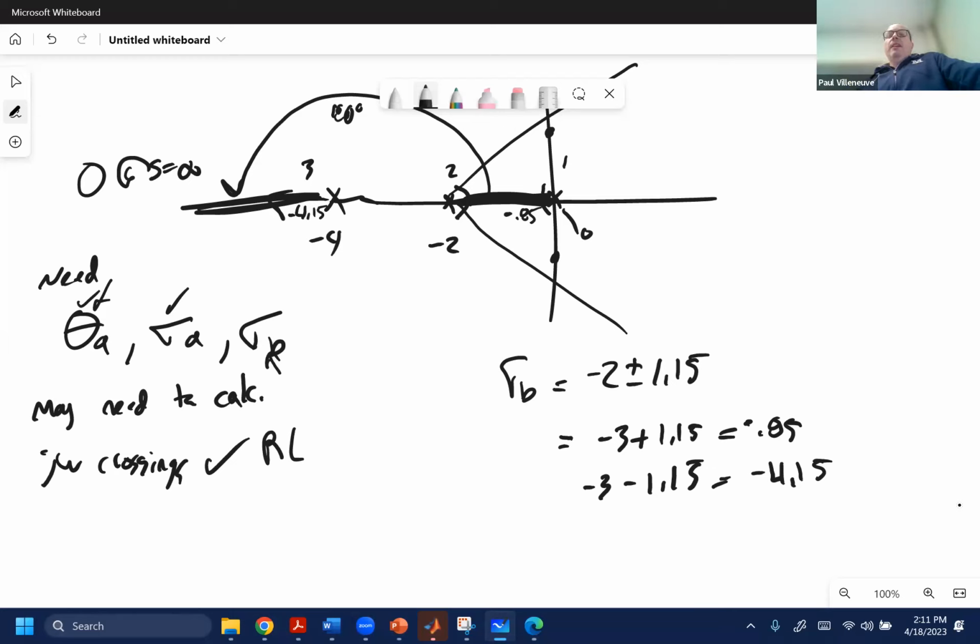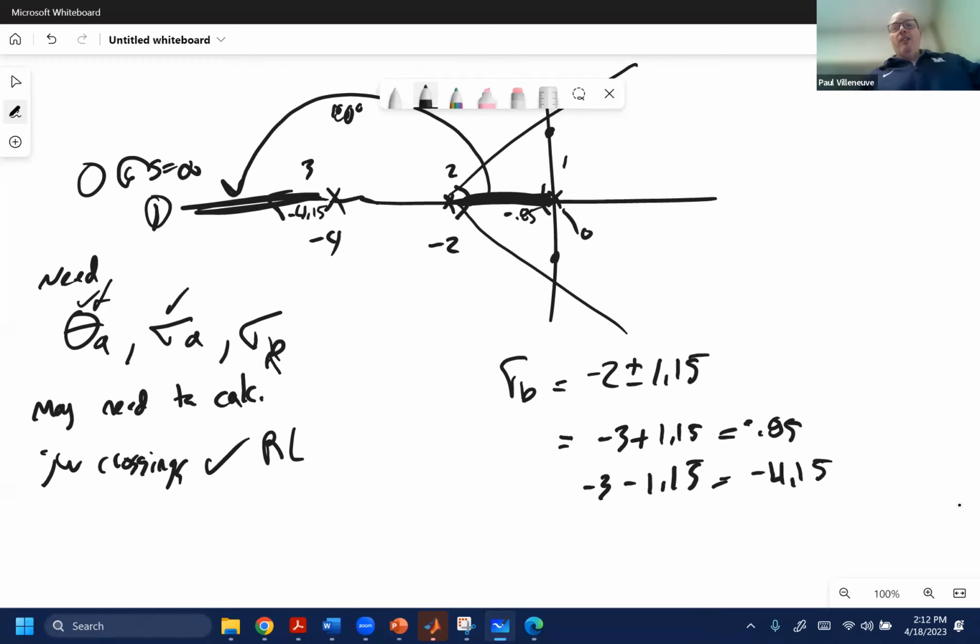Think so? If I break away from the real axis, what do I have to have? When I leave the real axis, what do I have to have? Complex conjugates, right? I have to have a plus j and a minus j. How many root loci live here? At -4.15. There's only one. So how can I break away from the real axis at -4.15? If I need complex conjugate pairs, I'd have to go up and down. But there's only one there.